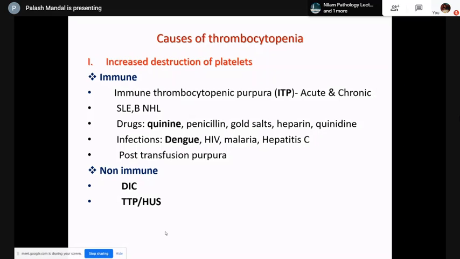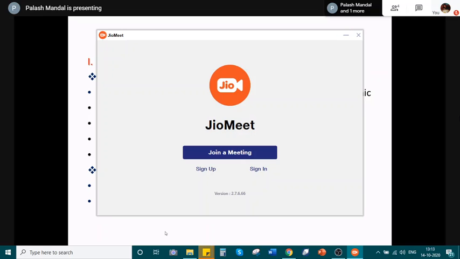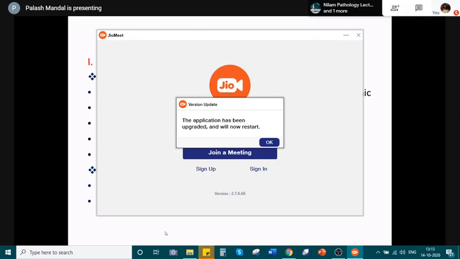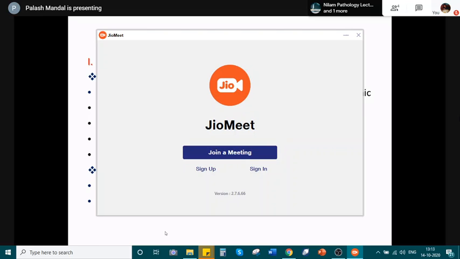There are some non-immune causes as well. One of them is DIC, disseminated intravascular coagulation. I had told you that this topic needs a separate lecture, so we will do that sometime later. There are two other categories, thrombotic thrombocytopenic purpura and hemolytic uremic syndrome. These are the non-immune causes of platelet destruction.